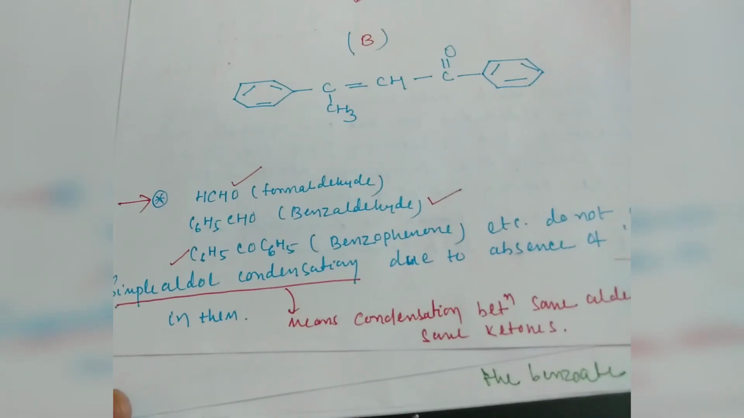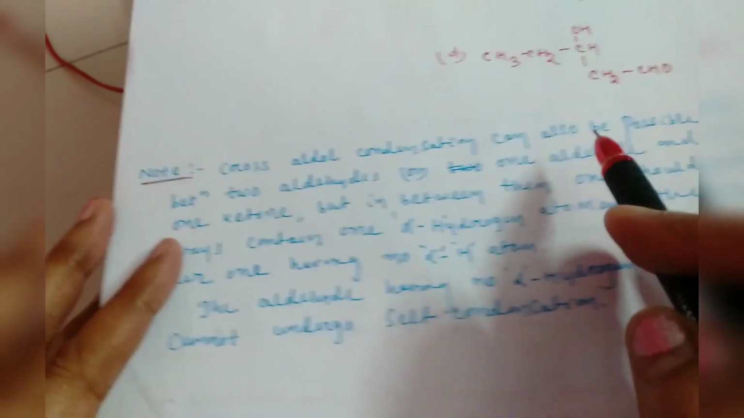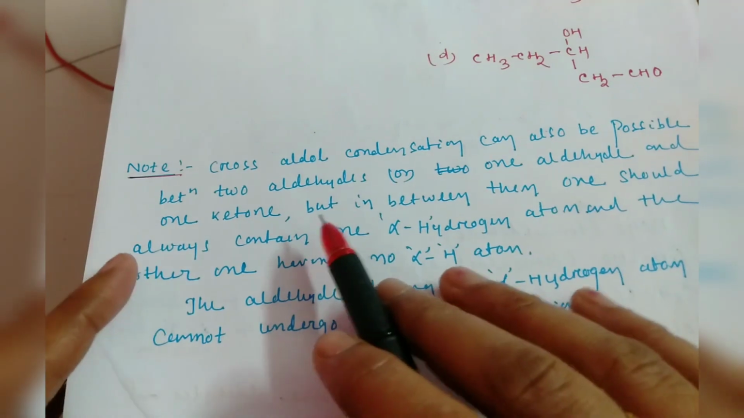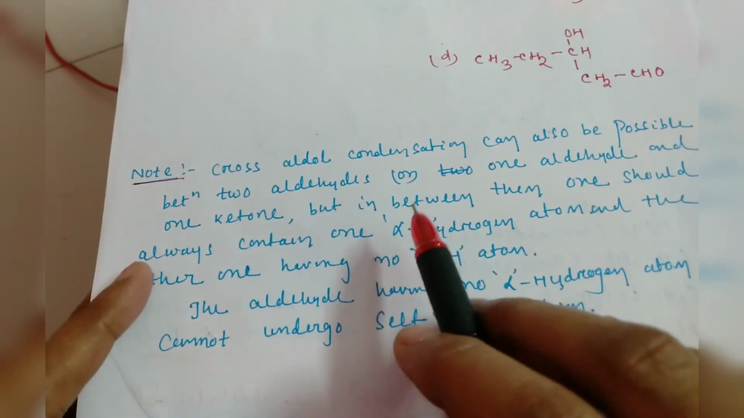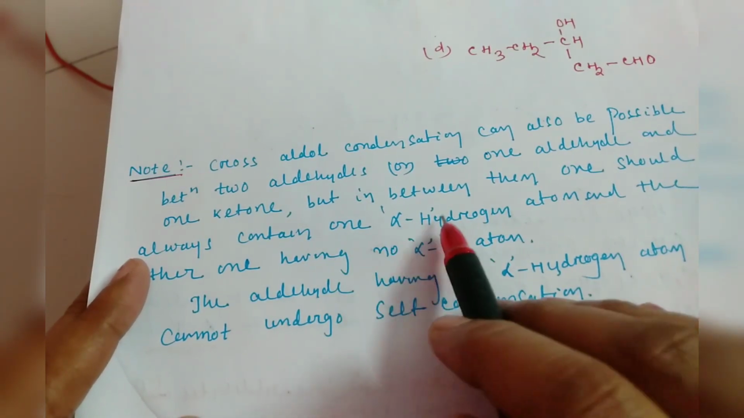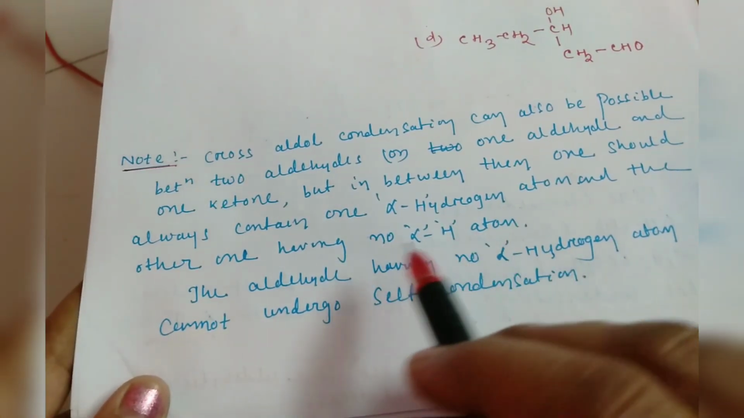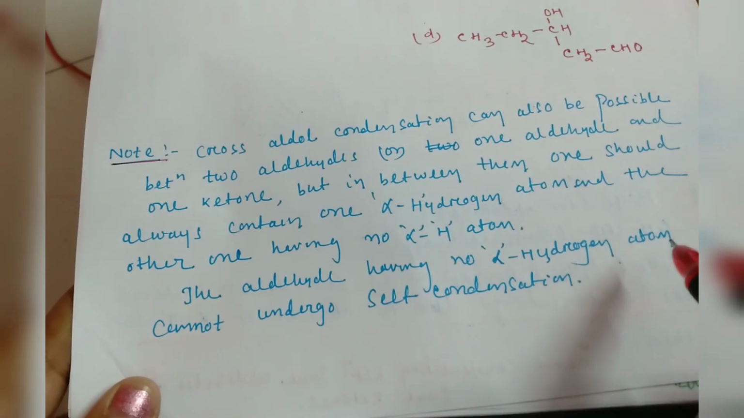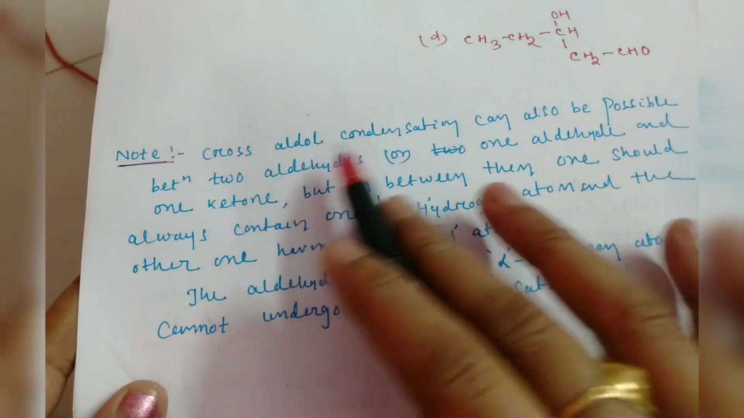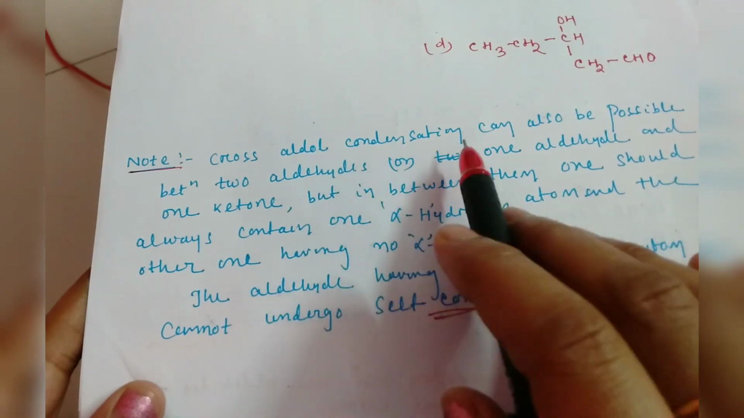Okay. Now another important point to remember: cross aldol condensation can also be possible between two aldehydes or one aldehyde and one ketone. But in between these compounds, one should always contain alpha hydrogen atom and the other one having no alpha hydrogen atom. That means the aldehydes having no alpha hydrogen atom cannot undergo self condensation but can undergo cross aldol condensation. वो self condensation नहीं हो सकता but वो cross aldol condensation दे सकता है.